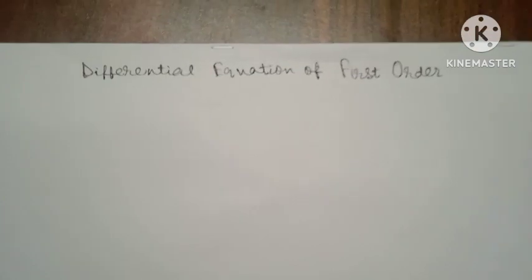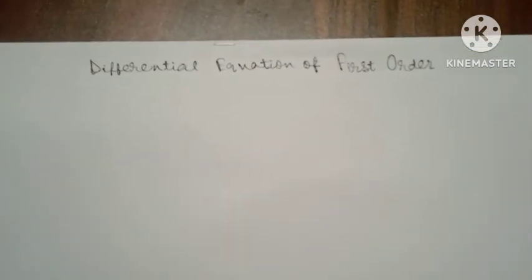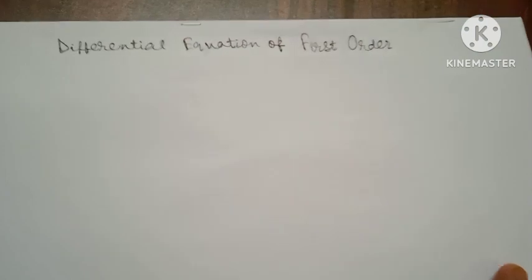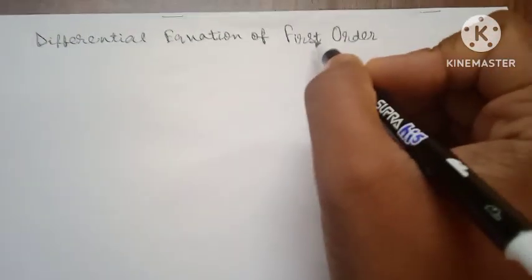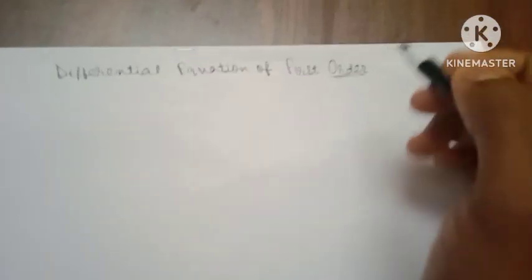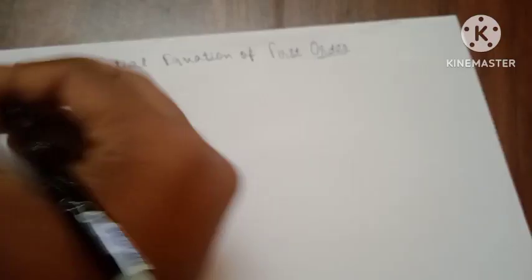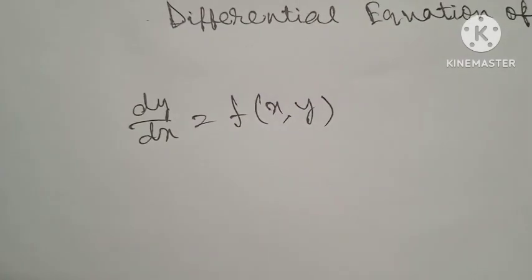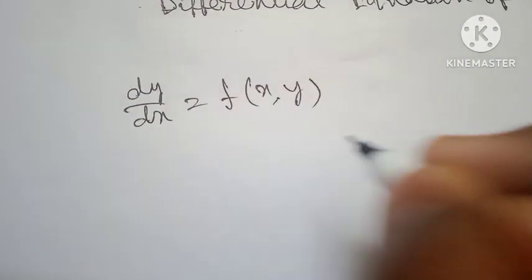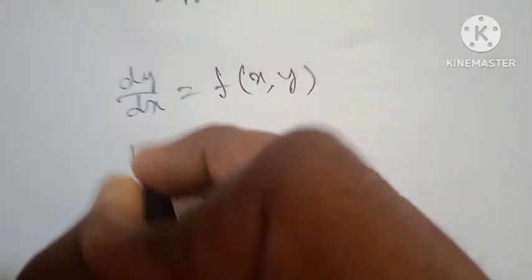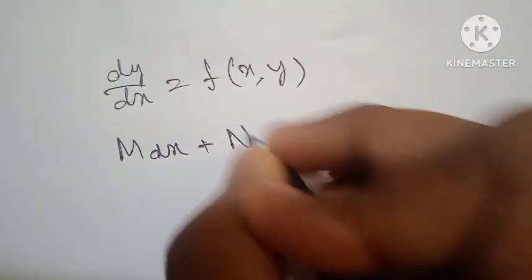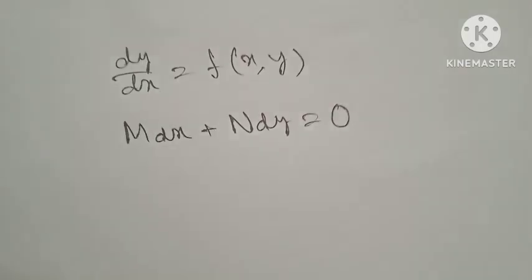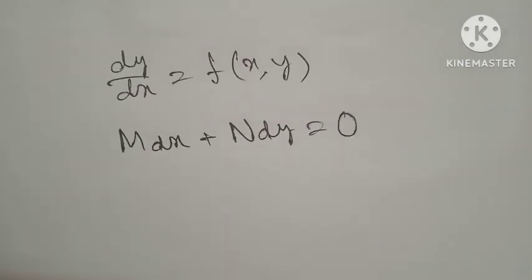So today we are going to start our first lecture, which is about differential equation of first order. First of all we have to learn what is order, and what is the differential equation? A differential equation is represented as dy/dx equals f(x,y). f(x,y) means the function of x and y. It is also represented in the form of M dx plus N dy equals 0. In this form we can also represent this.